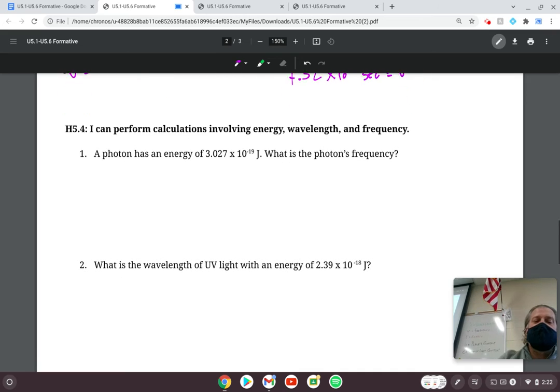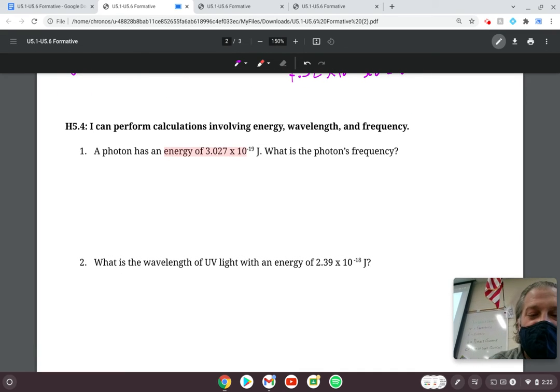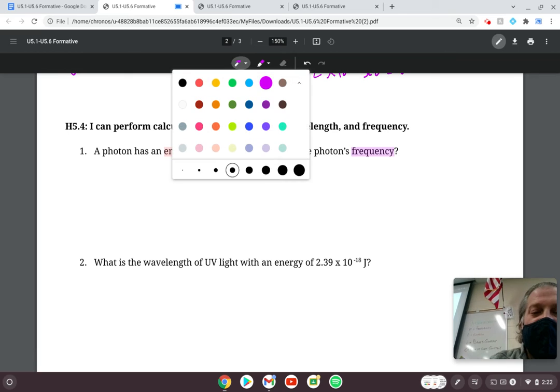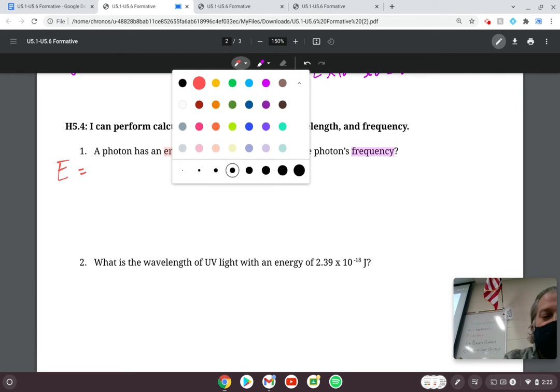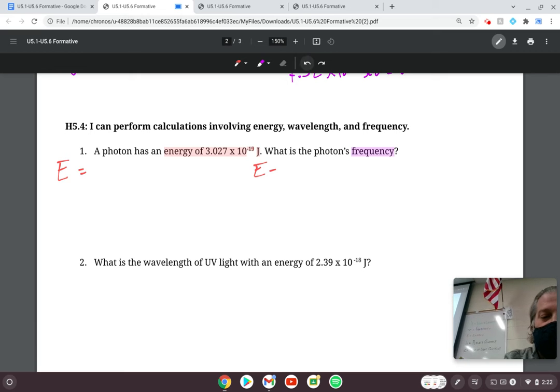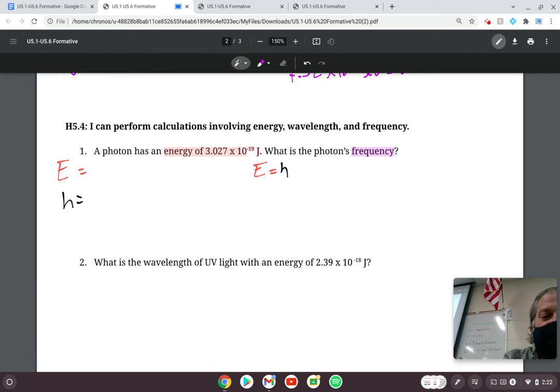Okay. Next one says we have a photon that has an energy of 3.027 times 10 to the negative 19 joules. And we're looking for the photon's frequency. So we're looking for the frequency. And it doesn't say anything about wavelength, so I probably don't need that formula. So I'm going to use the energy formula, which is E is equal to Planck's constant times frequency.